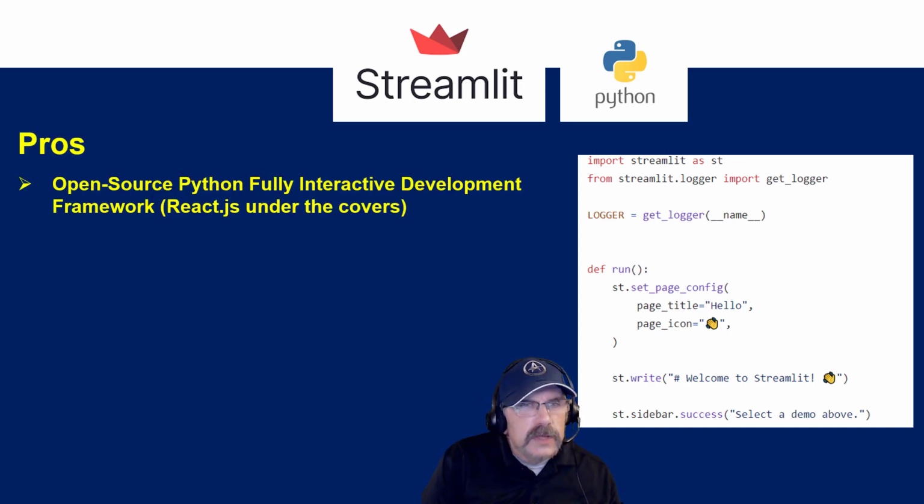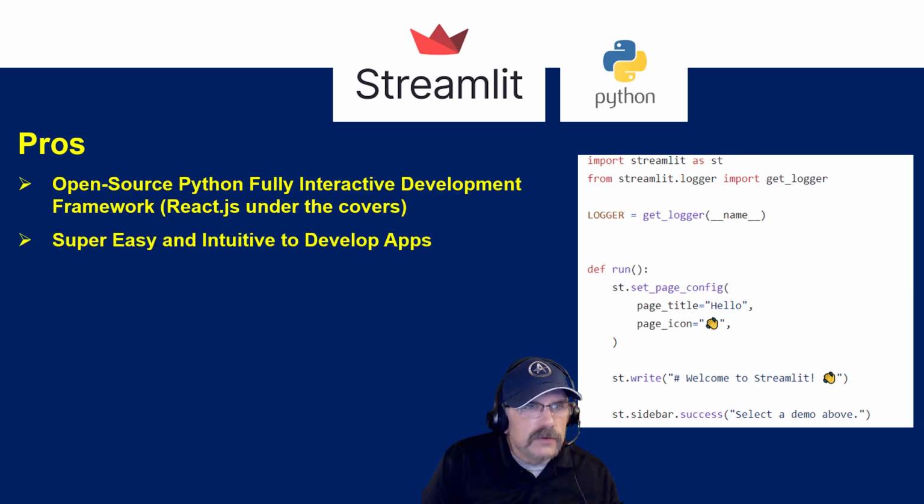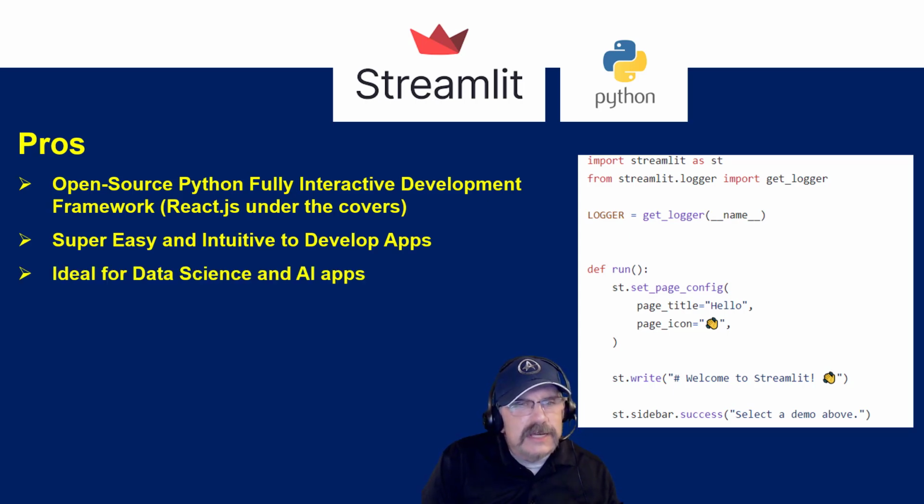So the pros: Streamlit is an open source Python fully interactive development framework. It uses React.js under the covers. Super easy and intuitive to develop apps, ideal for data science and AI apps, built-in web server for testing.